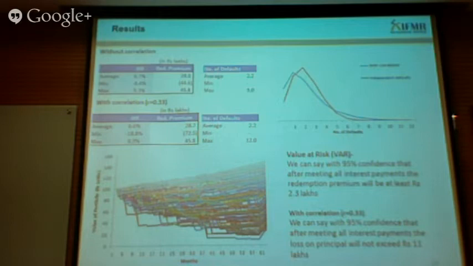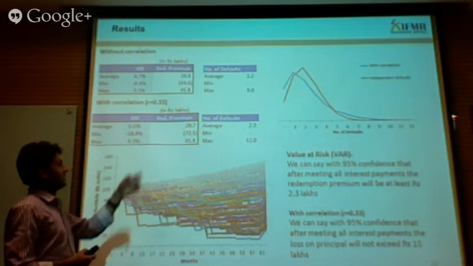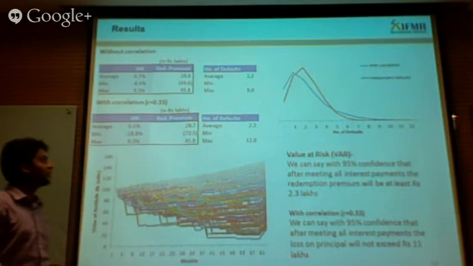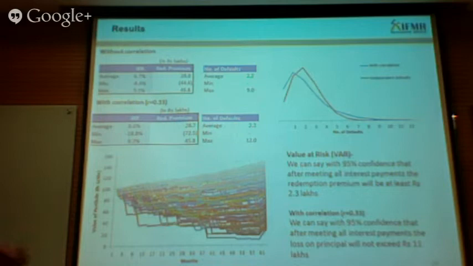Now what happens when you do it with correlated random numbers is the average doesn't change much with a redemption period, but you can see how the tail risk has changed. Now with correlation, the redemption period even goes down to 72.5 lakhs, so that's really going in 100 lakhs, getting back only 30 lakhs. The maximum number of defaults shoots up to 12, so there's actually a case where all your 10 bonds default. Along with that, some reinvestments that you made, those also default.